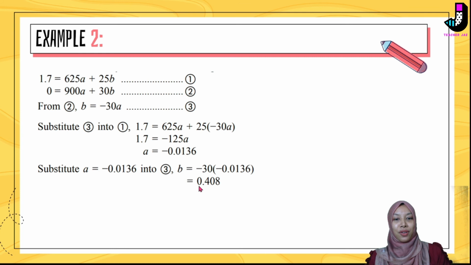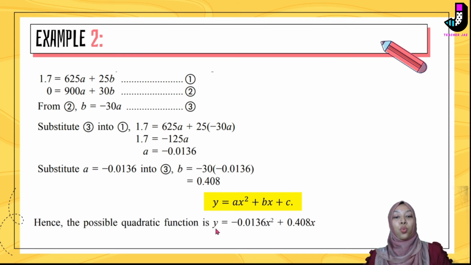So what to do with this value a and b? Just substitute it back into the general form of the quadratic function. Here we have a and b and also c. Don't forget c, because c is 0. And then here you will get y equals to negative 0.0136x squared plus 0.408x.